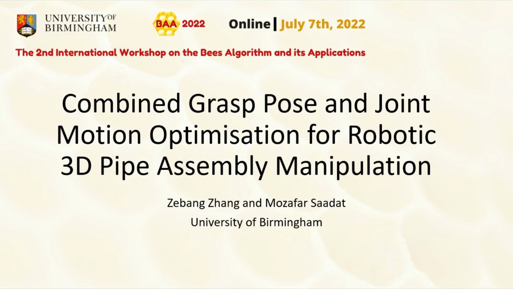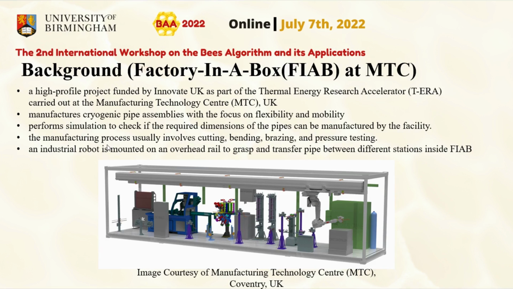In this presentation, I'm going to introduce our work on combined grasp pose and joint motion optimization for robotic 3D pipe assembly manipulation. First, let me introduce some background of this work. This work stems from an industrial project called Factory in a Box. The aim of this project is to build a compact factory for manufacturing pipe assemblies.